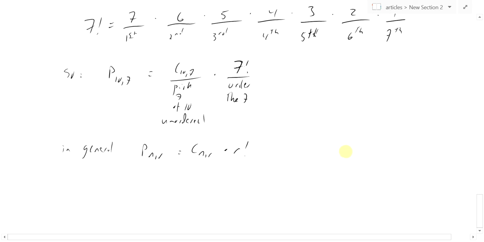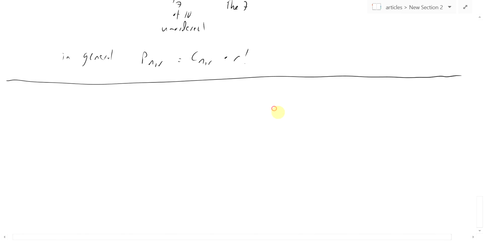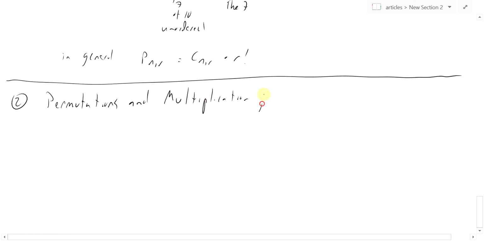Okay, so that was a little bit about factorials and relationships between combinations and factorials. Permutations, part 2 of the video: permutations and the multiplication principle. And this is problems 31 through 33.